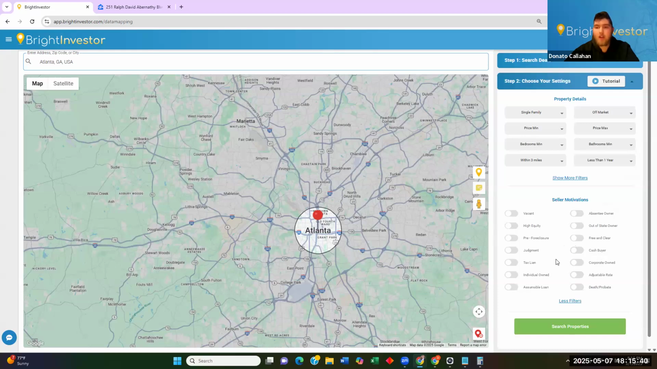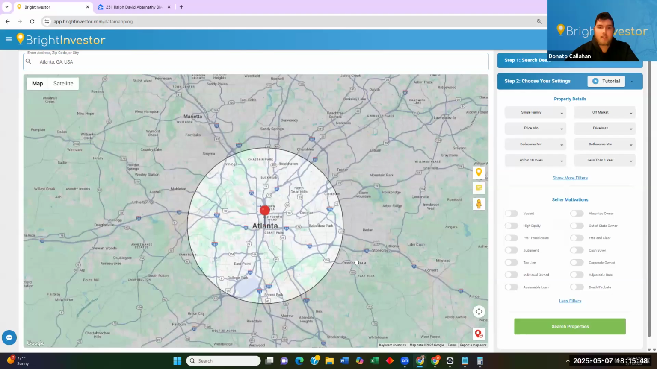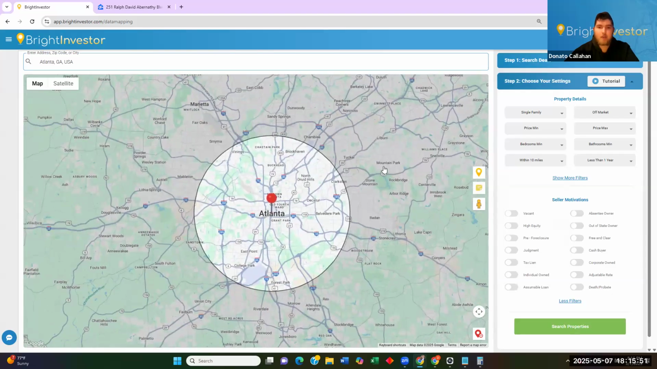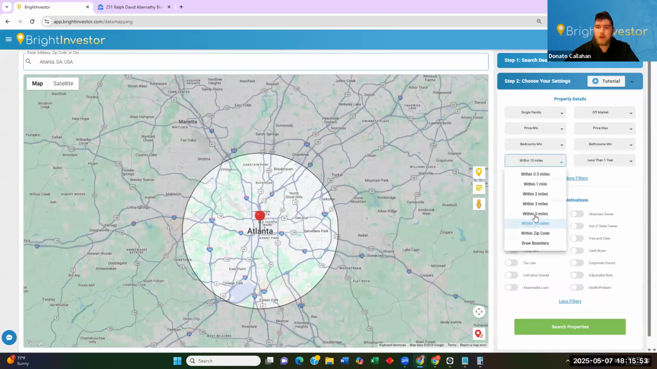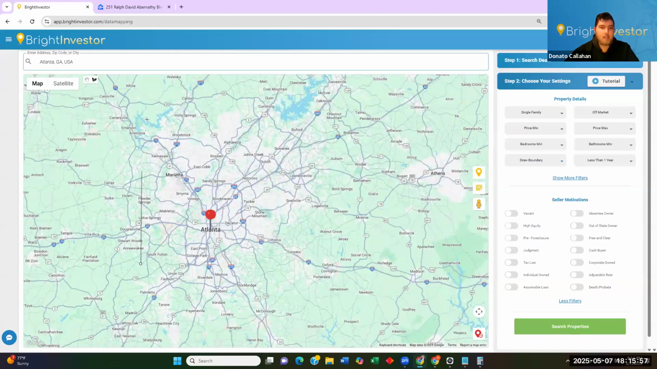We had some people ask about a previous session, how can I find where other investors are buying properties? This is one of the ways we can do it with what BrightInvestor currently has available. And simply say, I'm going to draw a boundary using our draw boundary feature. And let's say I want to look at the entire area of Atlanta, this entire MSA, huge area, right?